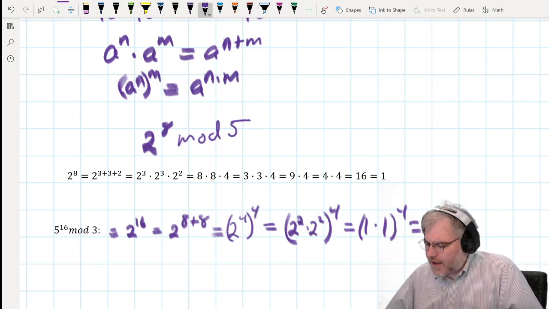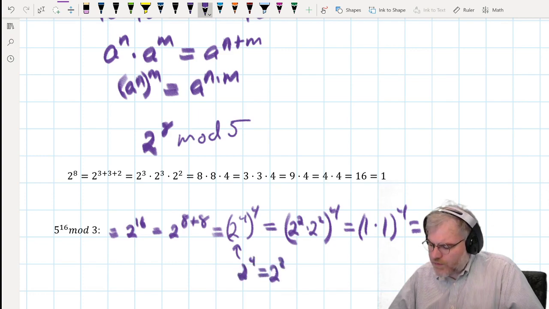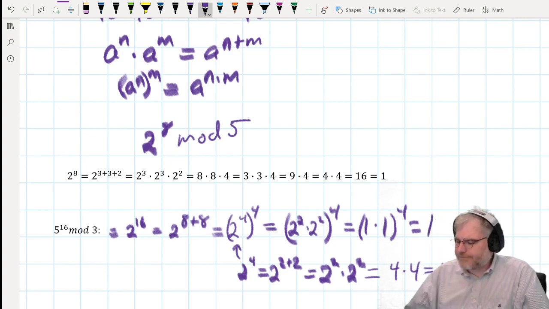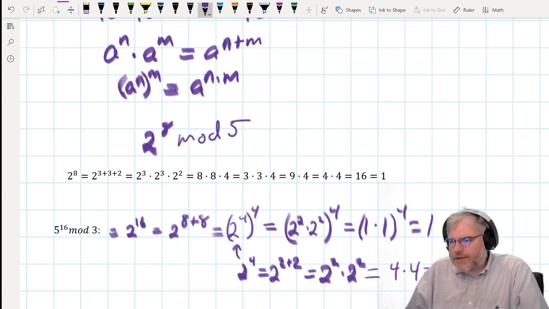So this right here, 2 to the 4th to the 4th, 2 to the 4th equals 2 to the 2 plus 2, which is the same thing as 2 squared times 2 squared. Okay? And then when I did that, I wind up with 4 times 4, but 4 equals 1. So that's how you wind up with 1.